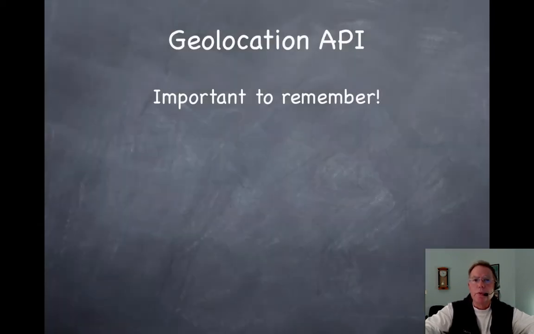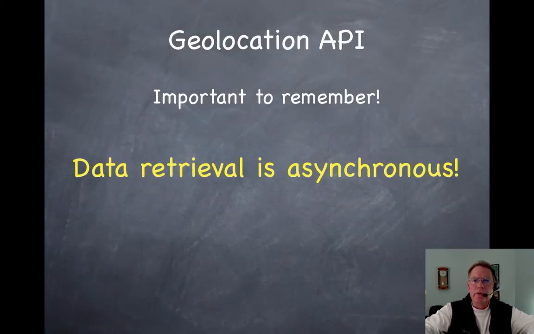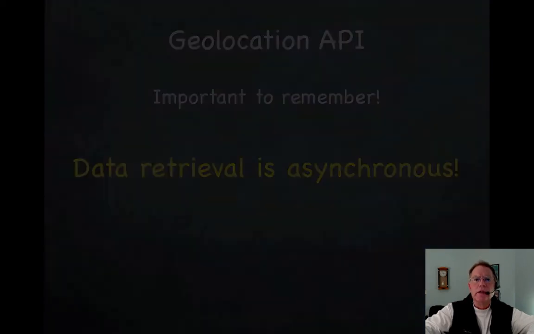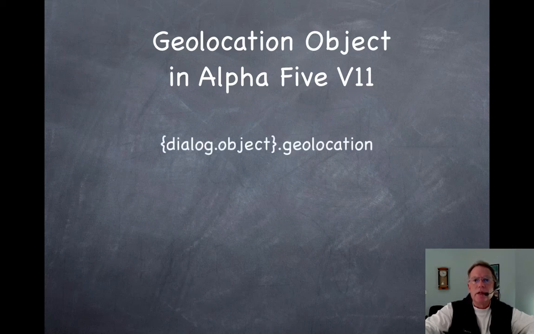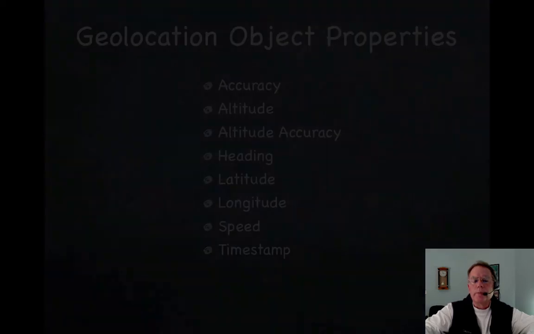An important thing to remember is that the data retrieval is asynchronous. So you might make a call to get some location information. Maybe you want to put it into a grid or a dialog, and it's not necessarily going to come back right away. So you need to be aware of that. The geolocation object in Alpha 5 version 11 is referenced either through the dialog.object placeholder or the grid.object placeholder.